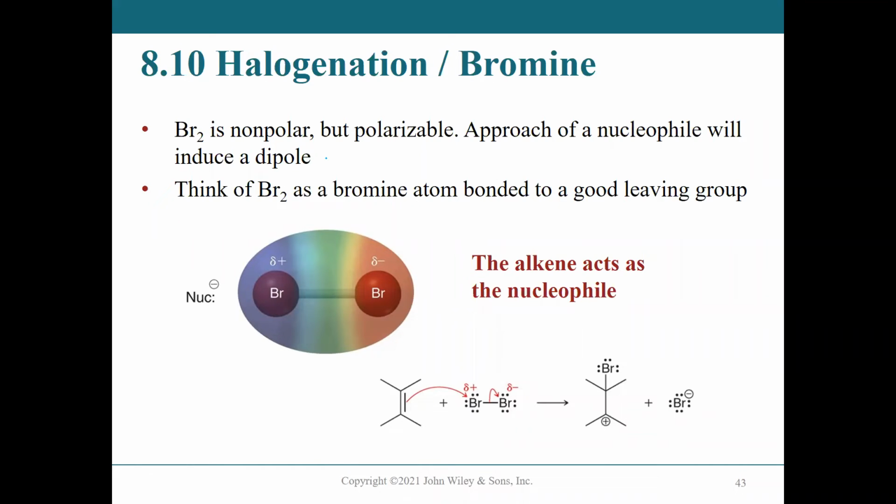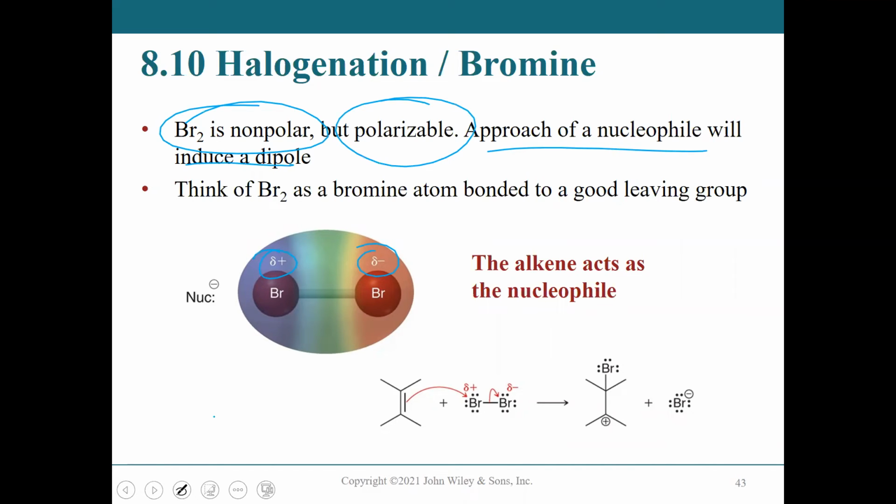Br2 is non-polar, we know that, but it is polarizable. Polarizable means that it can be divided into delta plus and delta minus. So approach of a nucleophile will induce a dipole. The nucleophile will be the alkene. The alkene causes the bromine to get polarized. That's what it's telling us. Think of bromine as a bromine atom bonded to a good leaving group. Yes, that's exactly what happens. You have here a Br plus bonded to a Br minus, and Br minus is a good leaving group. So it's actually going to leave eventually.